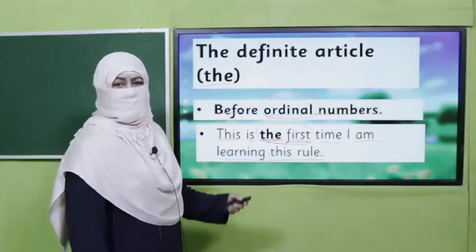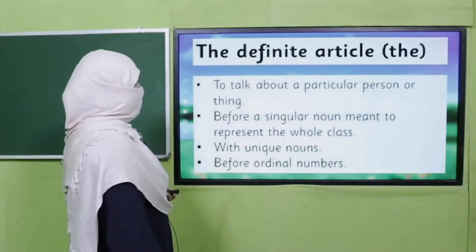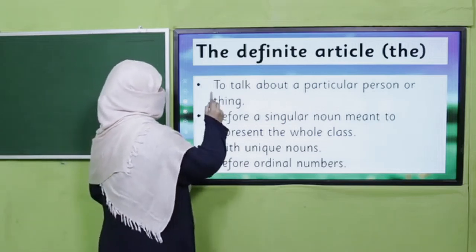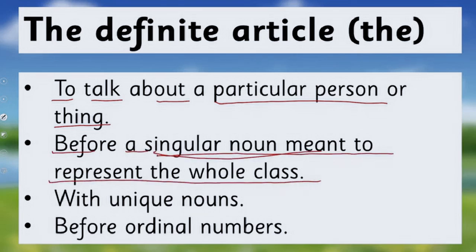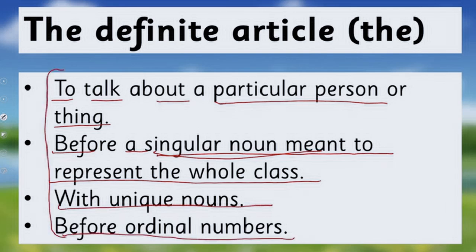All right, so in this way we have learned these rules of using the definite article the: to talk about a particular person or thing, before a singular noun meant to represent the whole class, with unique nouns, and before ordinal numbers. These 4 rules we learned. There are more, we'll learn gradually.